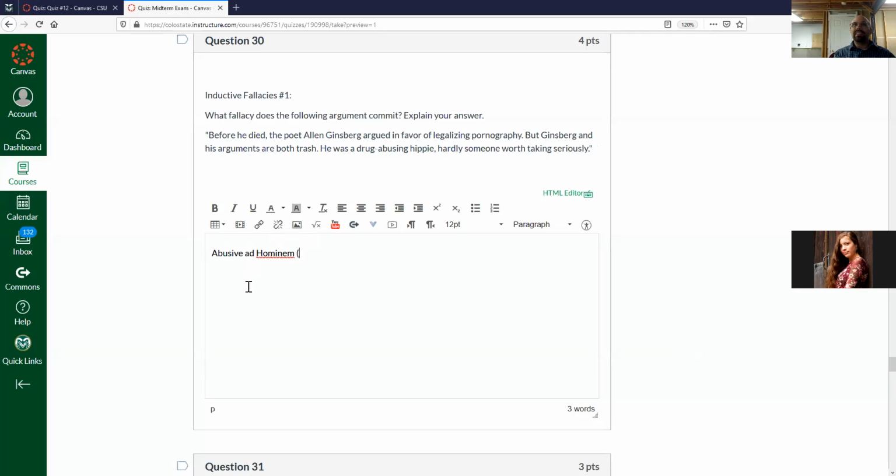Why? In this case, I can't, off the top of my head at least, think of any fallacy that really works besides this one. The reason why this is the only fallacy that seems to work is because Ginsberg himself is being attacked, not his argument.